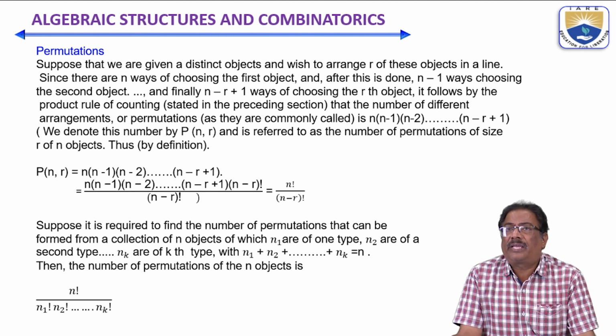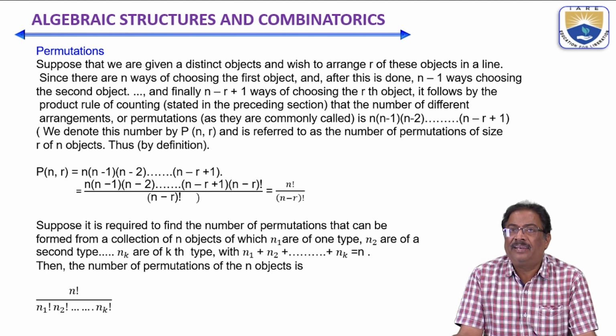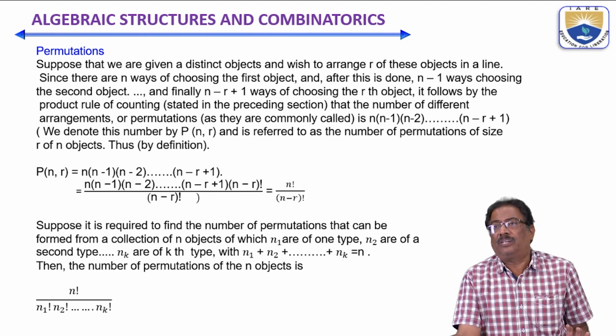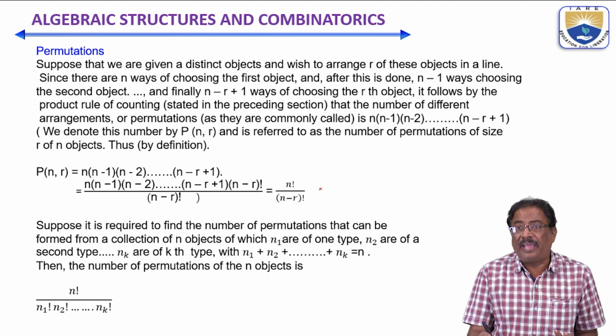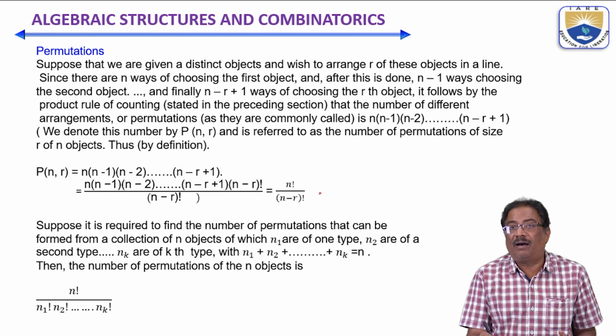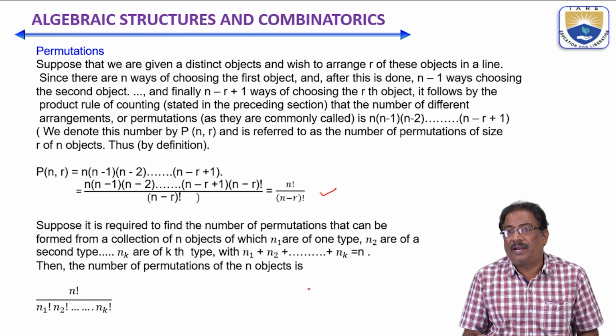Next, the permutation. Suppose that we are given n distinct objects and we wish to arrange r of these objects in a line. There are n ways of choosing the first object, the second object is n minus 1 ways, and the third object is n minus 2 ways. Like that, arranging one after the other is nothing but nPr. nPr is nothing but n factorial by n minus r factorial.